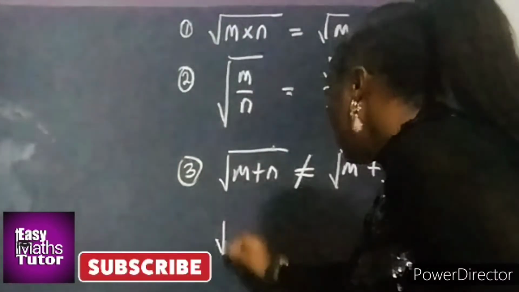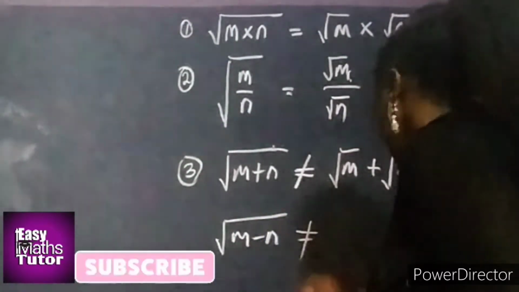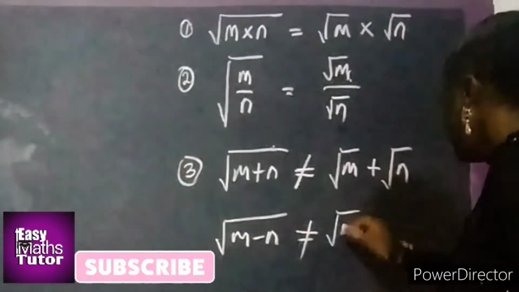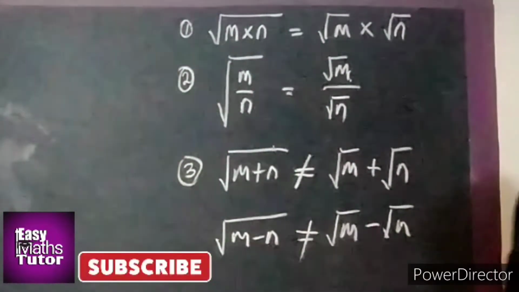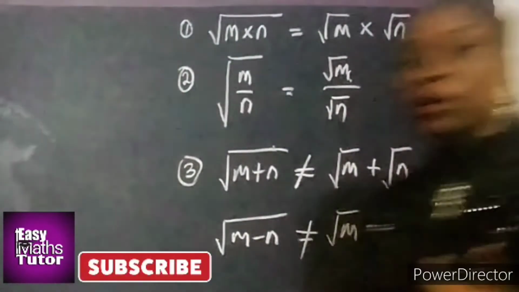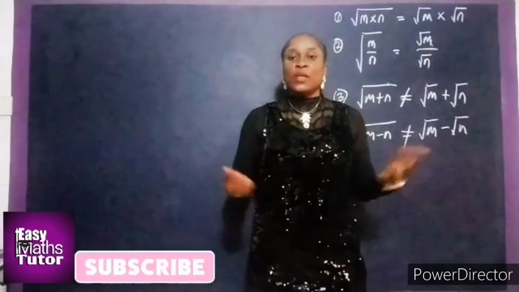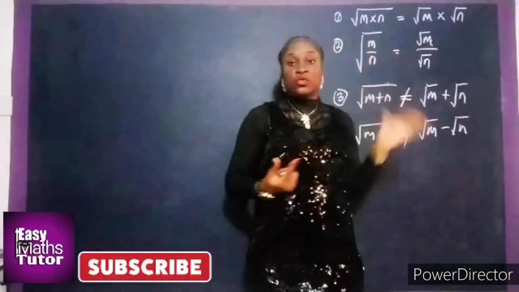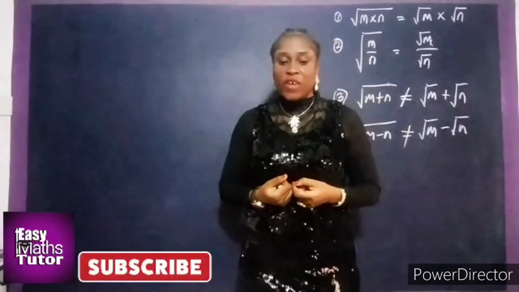Same goes for the subtraction, right? It will not be equal to square root of m minus square root of n. So take note of these rules as we walk along our square root problem. Okay, now that we have established all these rules, let's take some quick examples that will buttress this quick fact.